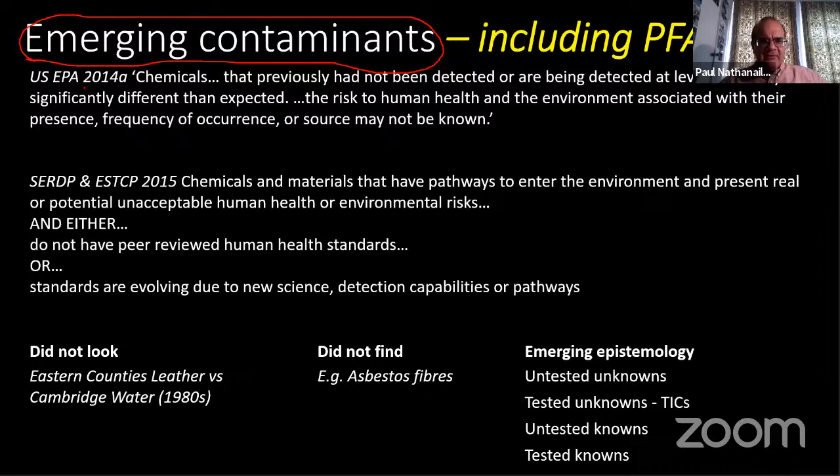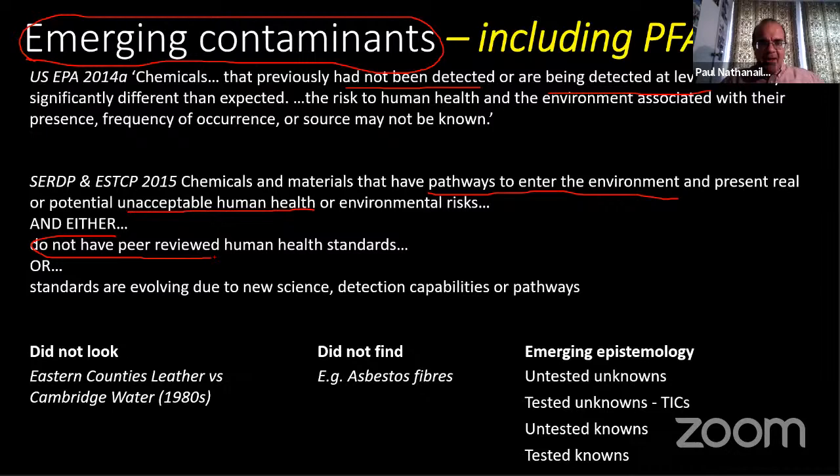The US Environmental Protection Agency talks about them as chemicals that haven't been detected or are being detected at levels that are very different from what was expected. The risks to human health are not necessarily understood or well enough known. Elsewhere in the States, these are chemicals that have the ability to enter the environment and potentially threaten human health or the environment. And we don't know very much about them.